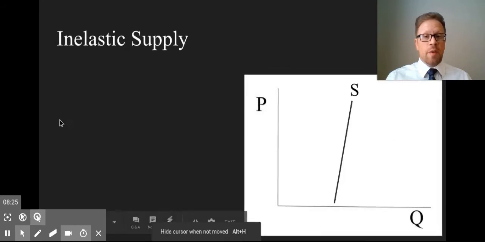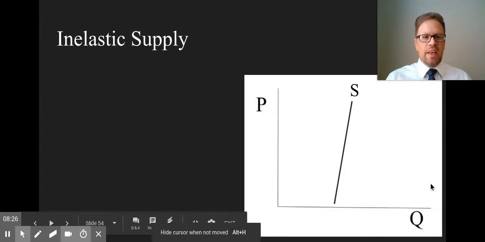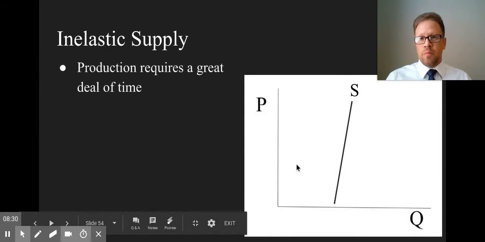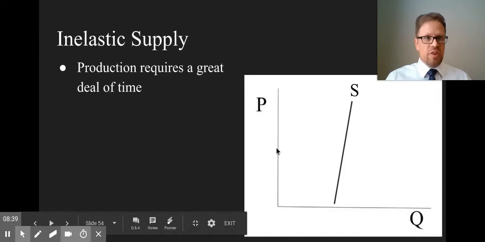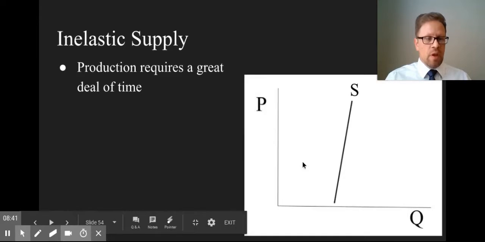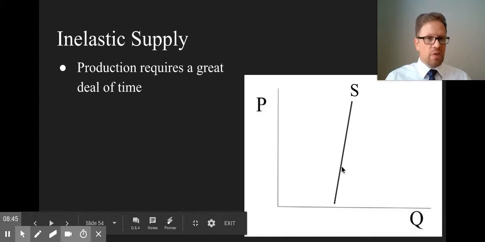All right, things that behave more like inelastic supply. Well, a few things you're going to notice here. Production requires a great deal of time. So if it takes you a long time to produce something, then generally speaking, it doesn't really matter what price people want to pay for it. You're not going to be able to increase your production dramatically because of that.